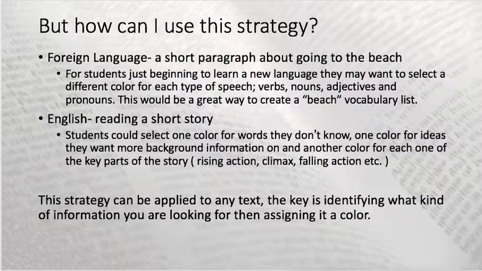For English, they might be reading a short story. Students could select one color for words they don't know, one color for ideas they want more background information on, and another color for each one of the key parts of the story: rising action, climax, falling action. You could use this for poems too, to help identify rhymes or different syllables in haiku, stuff like that. Really, this strategy can be applied to any text. The key is identifying what kind of information you're looking for and then assigning that specific type of information to a color.